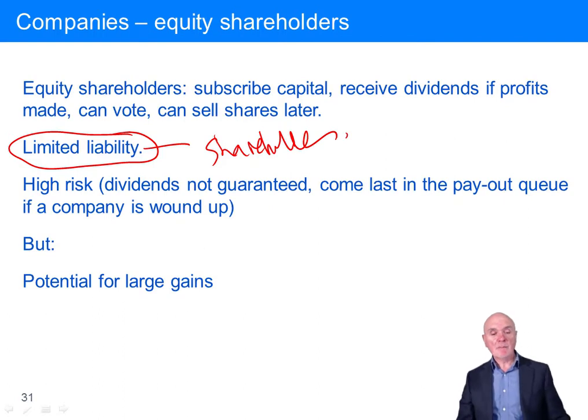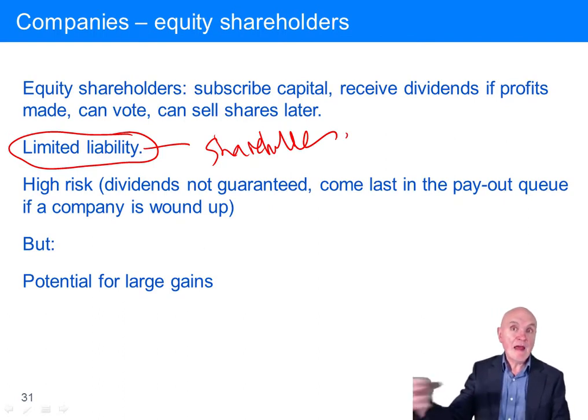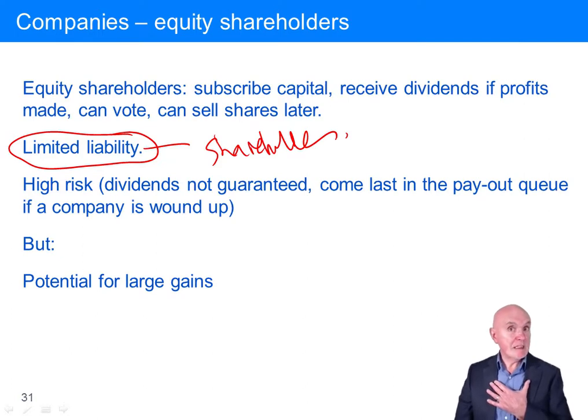So if I have a company and the company goes bust and my suppliers are still owed money, they can't come after me and seize my house or seize my savings and so on. My liability is limited, but the company's liability is unlimited.